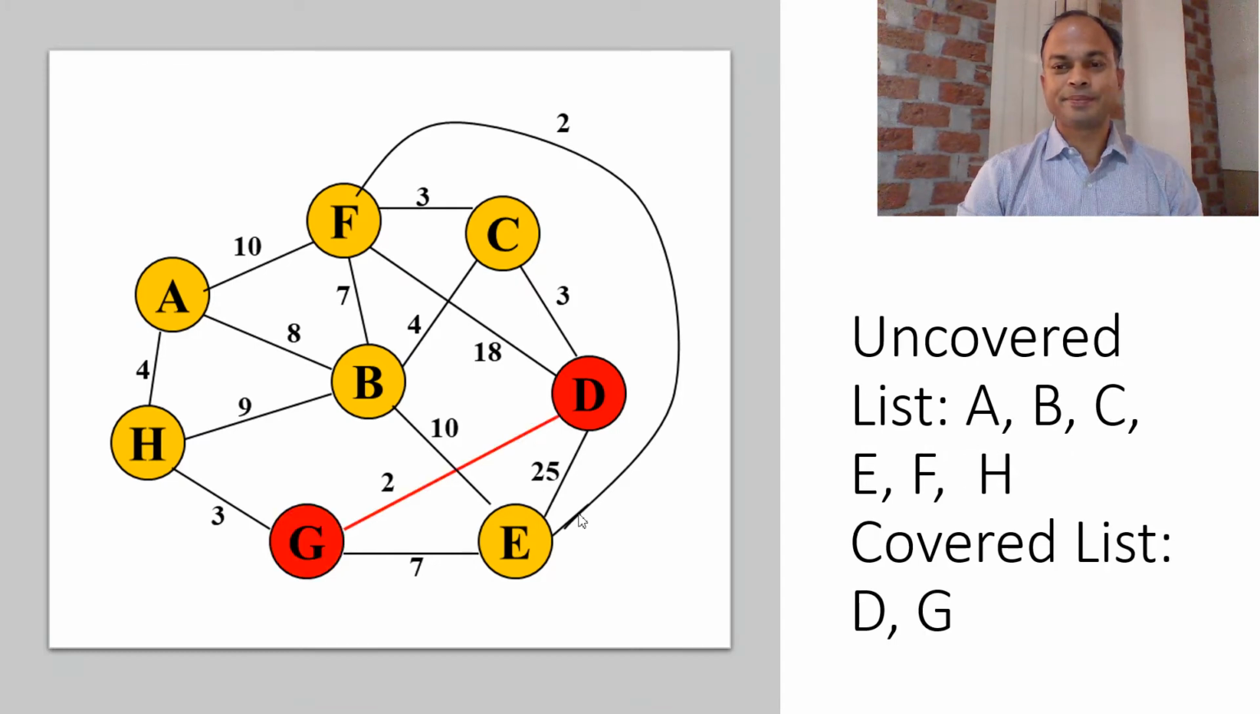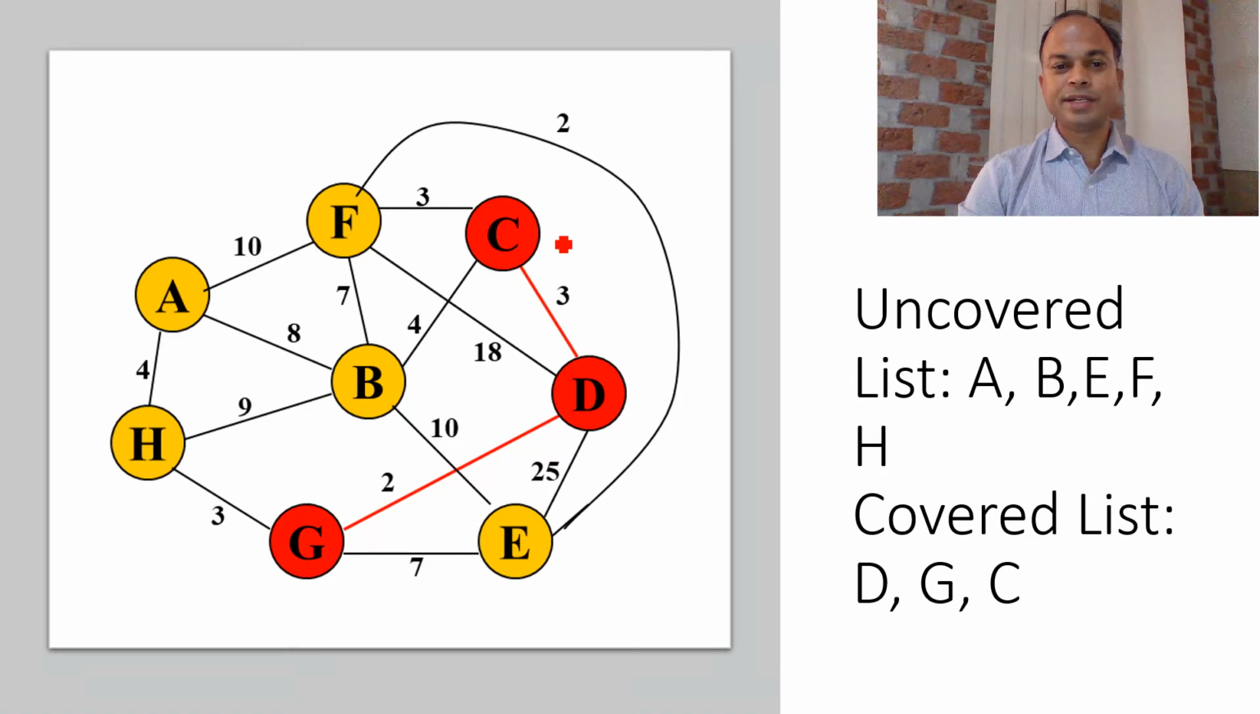In the next step, we have to take one vertex from the covered list and one vertex from the uncovered list. In the covered list, the vertex was D only and the next vertex we have taken from the uncovered list. This is G, because the distance from D to G is 2 and the distance from D to F is 18, distance from D to C is 3. D to G distance is minimum. Therefore, G is also part of the covered list and we have removed G from the uncovered list.